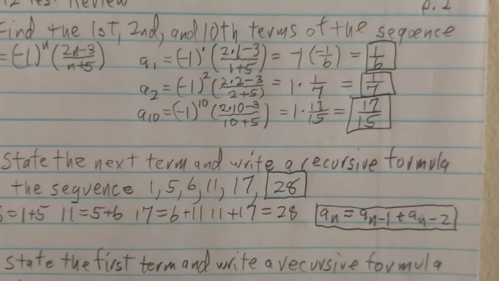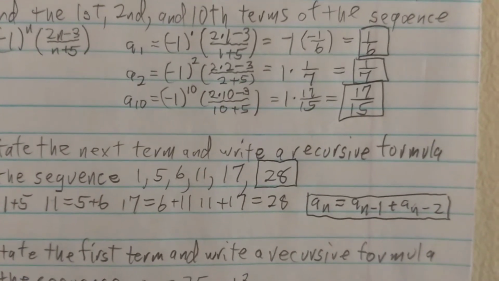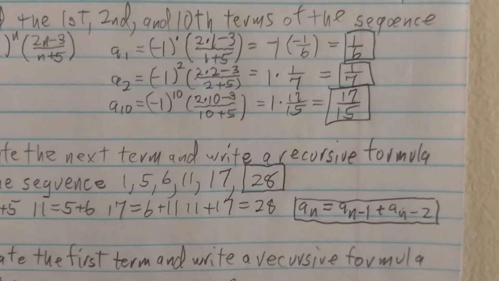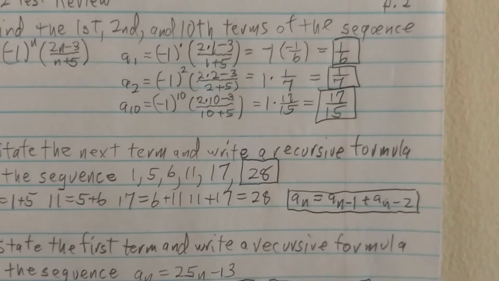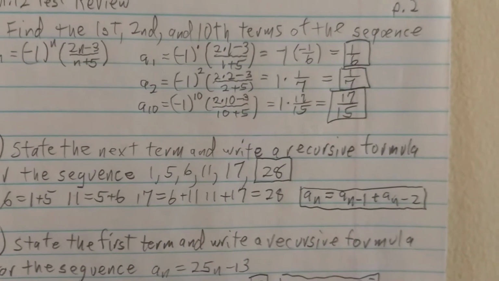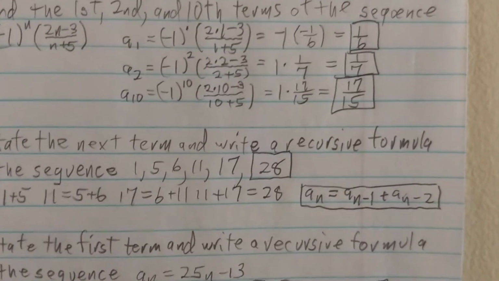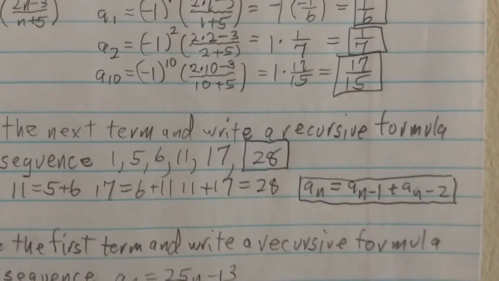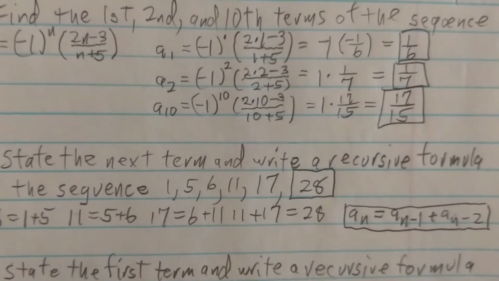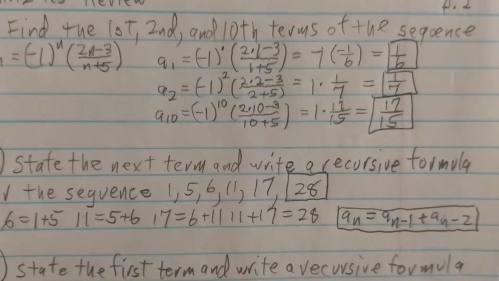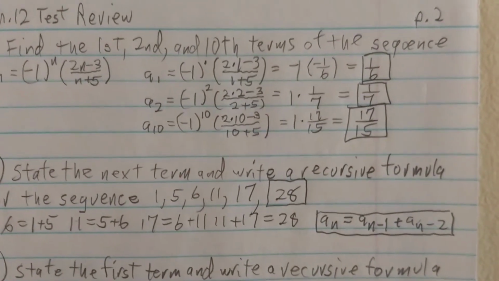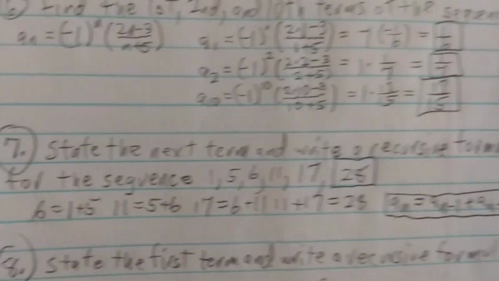A sub 2 is (-1) squared, which is positive 1, times (2 times 2 minus 3, which is 1) over (2 plus 5, which is 7), or 1 times 1/7 is 1/7. And a sub 10 is (-1)^10, and -1 to any even power is positive 1, times (2 times 10 minus 3) over (10 plus 5), which is 17 over 15. So 17/15 would be the answer.